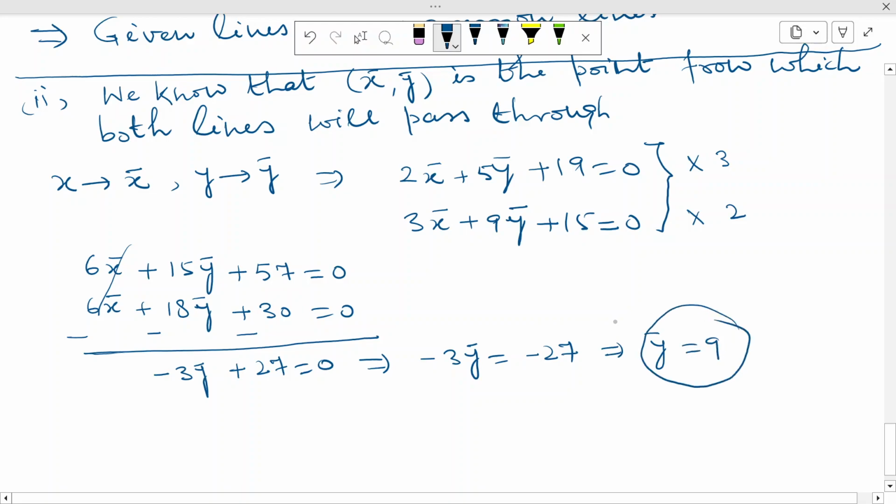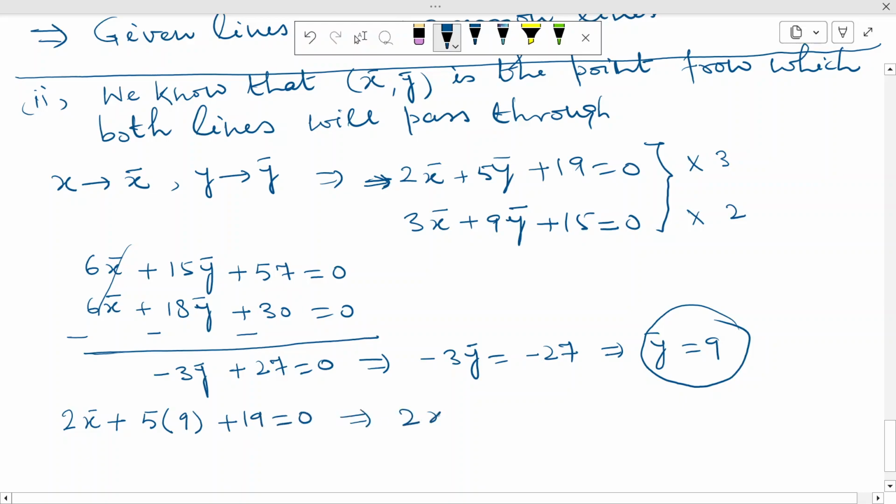So this is our value of y bar, and if we put this y bar in any of these equations, we are putting the value of y bar here. So we will get 2x bar plus 5 y bar, which is 9, plus 19 is equals to 0.